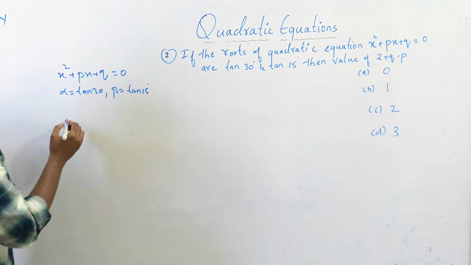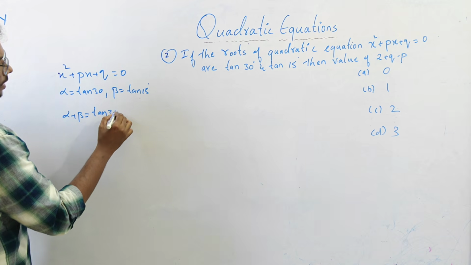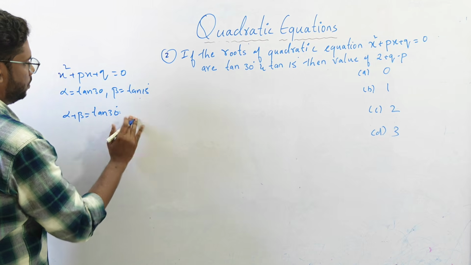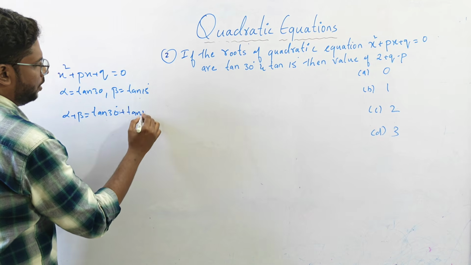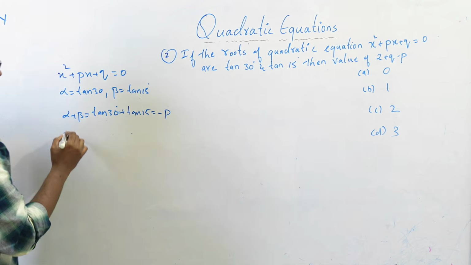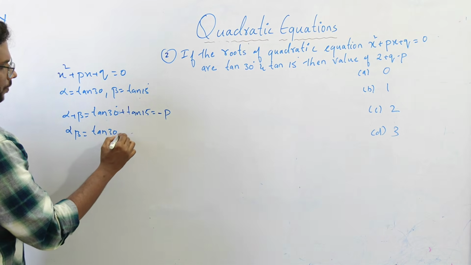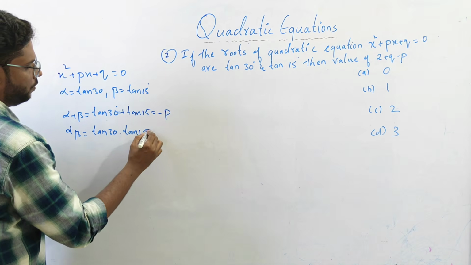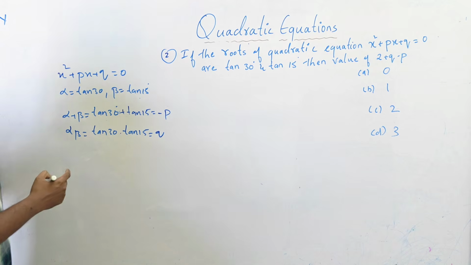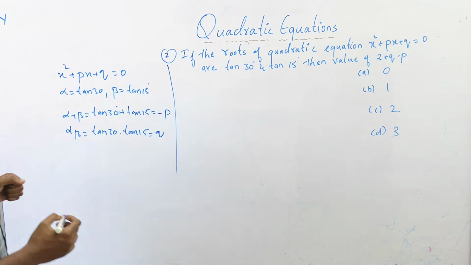Now if I take the sum of the roots, alpha plus beta, which is equal to tan 30 degrees plus tan 15, which is equal to minus b by a, that is minus p. If I take the product of the roots, alpha into beta, that is tan 30 into tan 15, which is equal to c by a, that is q by 1. The coefficient of x square here is 1. Now what we need to find? We need to find 2 plus q plus p.